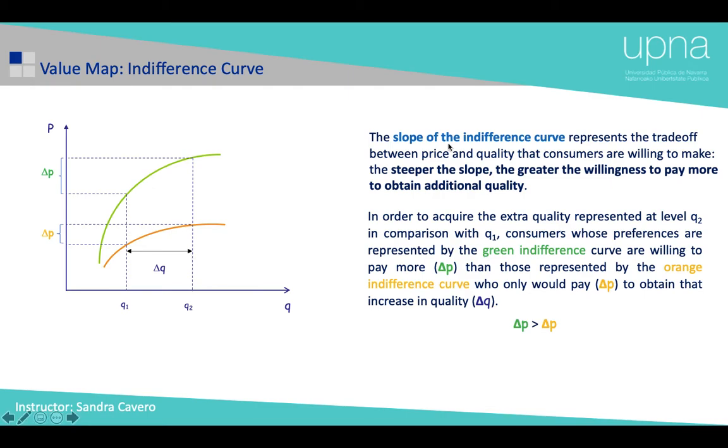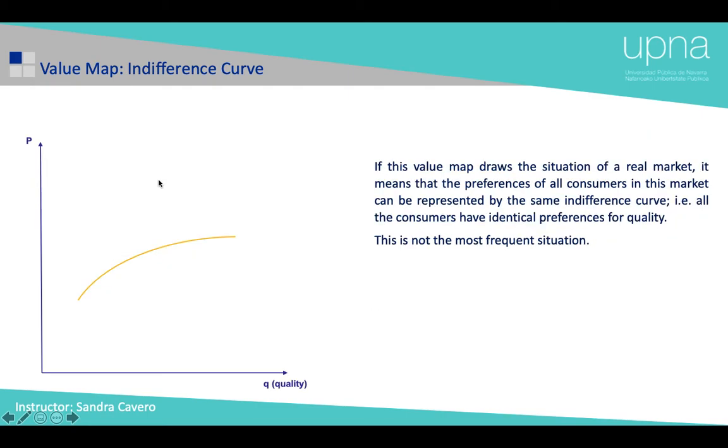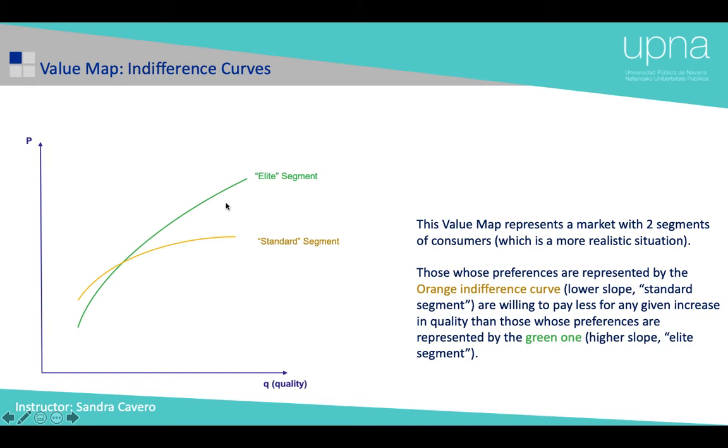So the slope of the indifference curve represents the trade-off between price and quality that consumers are willing to make. The steeper the slope, the greater the willingness to pay more to obtain additional quality. This simple value map draws the situation. If it draws the situation of a real market, it would mean that the preferences of all consumers in this market can be represented by the same indifference curve. All the consumers have identical preferences for quality, but this is not the most frequent situation. This other value map represents a market with two segments of consumers, which is a more realistic situation.